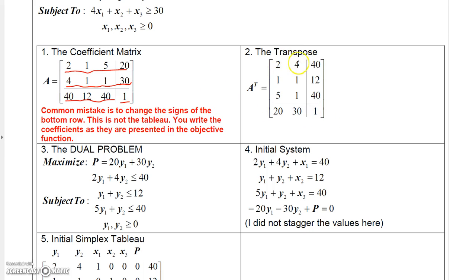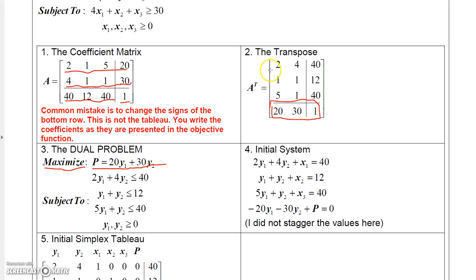Now, notice that I have 3 rows above the objective function. Now remember, this is the objective function, and this gets converted to new variables, right? So we convert it to a maximization problem where we have P equals 20y1 plus 30y2, and that's your objective function.